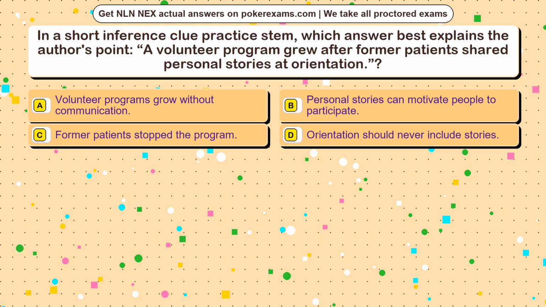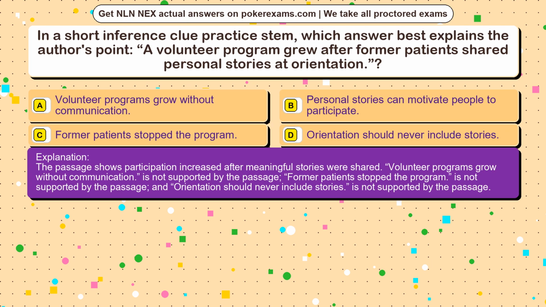The correct answer is option. The passage shows participation increased after meaningful stories were shared. Volunteer programs grow without communication, is not supported by the passage. Former patients stopped the program, is not supported by the passage. And orientation should never include stories, is not supported by the passage.